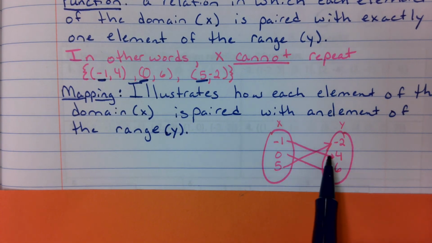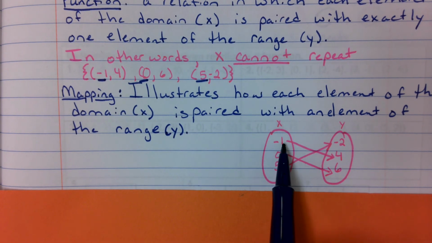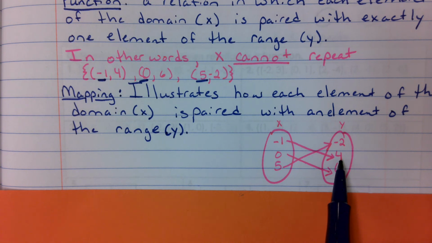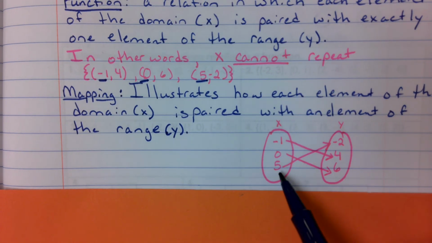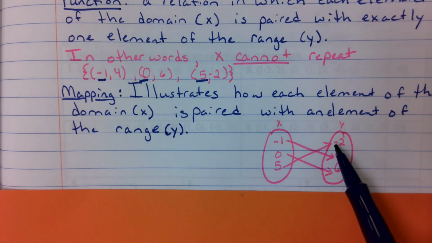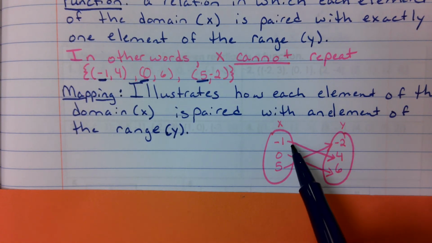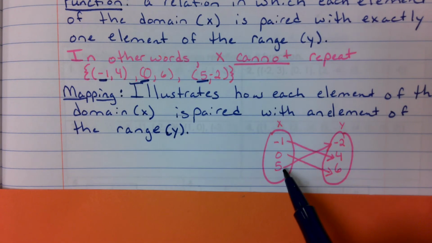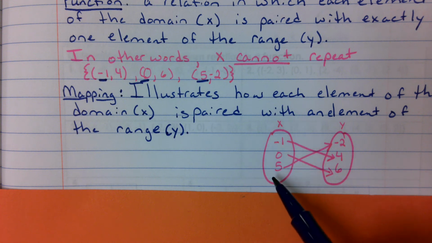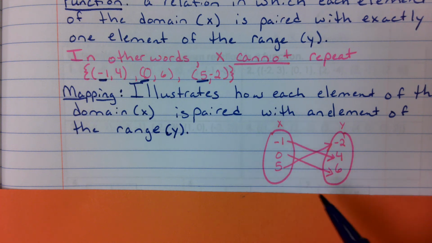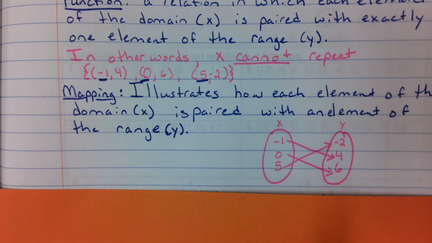Then this arrow here, this is my input and there's my output. So when x is -1, y is 4. When x is 0, y is 6. When x is 5, y is -2. So when you're looking at the mapping, what you're making sure is that you only have one arrow coming out of your x values. This side doesn't matter. We're only looking to make sure that there's no repeating x value. So this right here is an example of mapping, and this is a function.